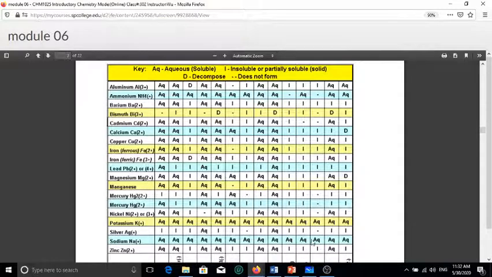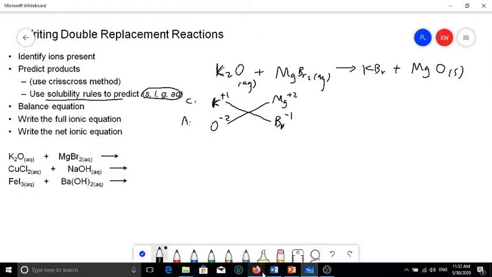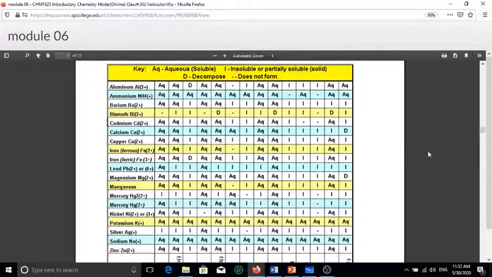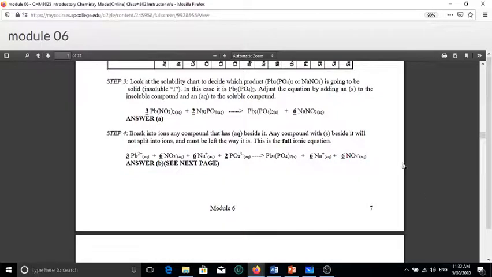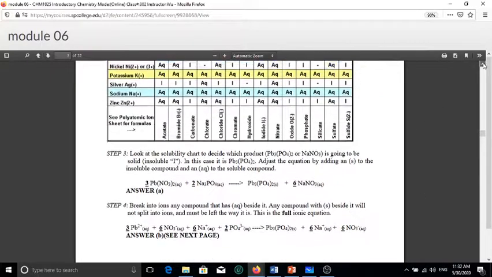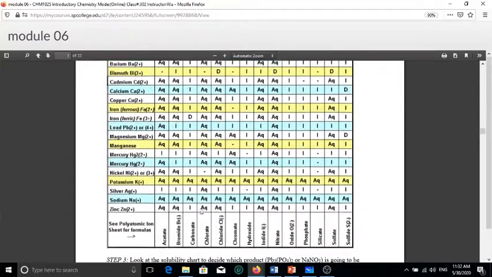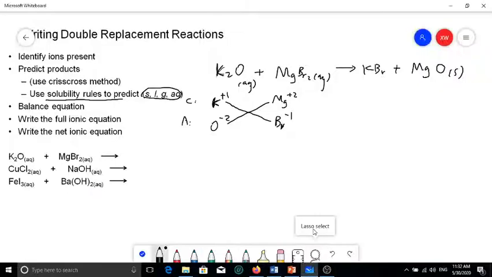Now if we look at potassium, the other product is potassium bromide. If you look at the potassium and then cross to potassium bromide, which is bromide is down here, potassium bromide is AQ. AQ stands for aqueous, which means this compound is soluble.